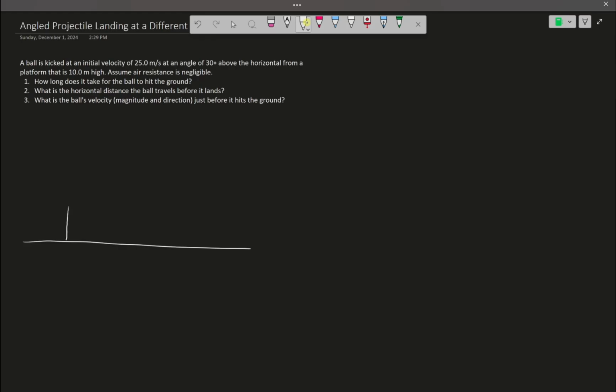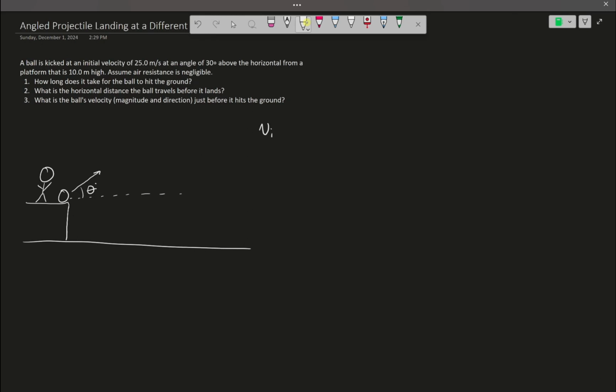So we have the ground, we have some person here on a platform with a very big head, and they're going to kick the ball up at an angle that is 30 degrees above the horizontal. So now that I have a picture, I want to go ahead and write down the information that I have.